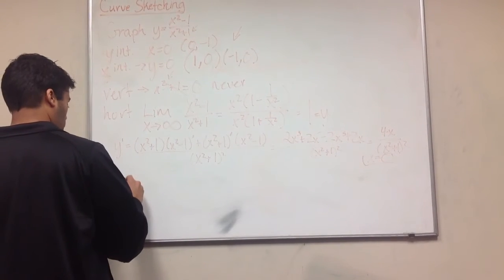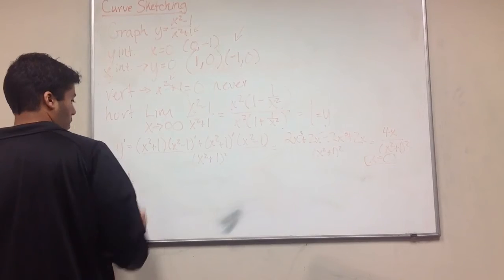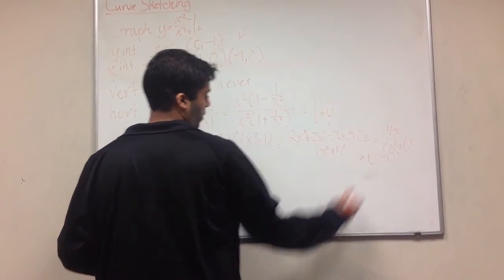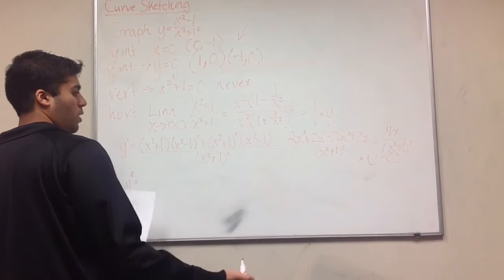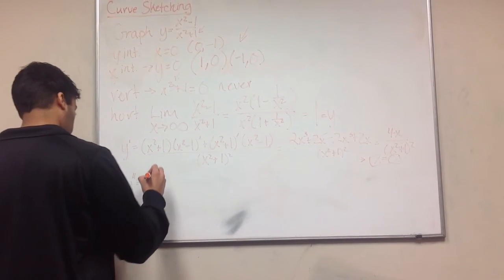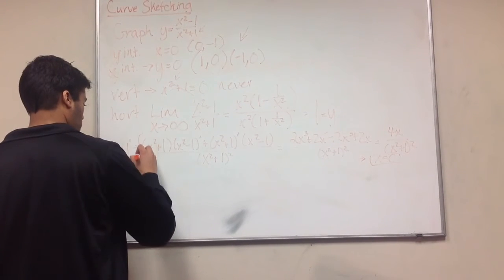So we're going to take the second derivative to find concave up and concave down. Since we found the first derivative, that's going to tell us if it's going to increase or decrease. So for the second derivative, we're going to take the derivative of this.